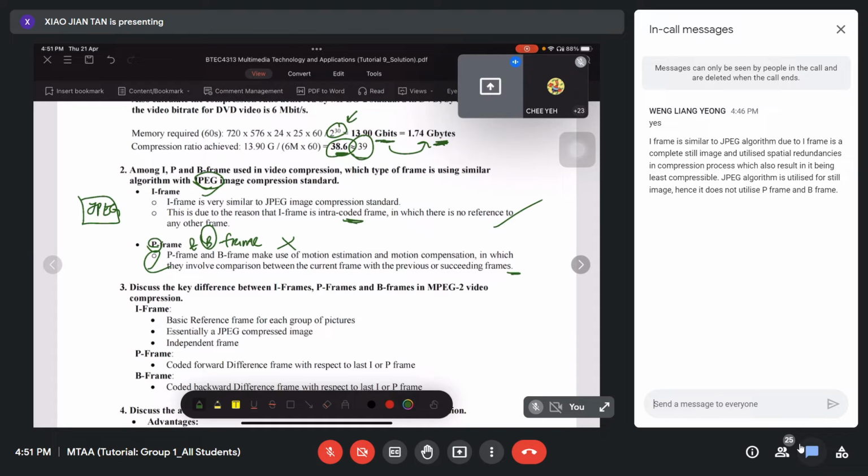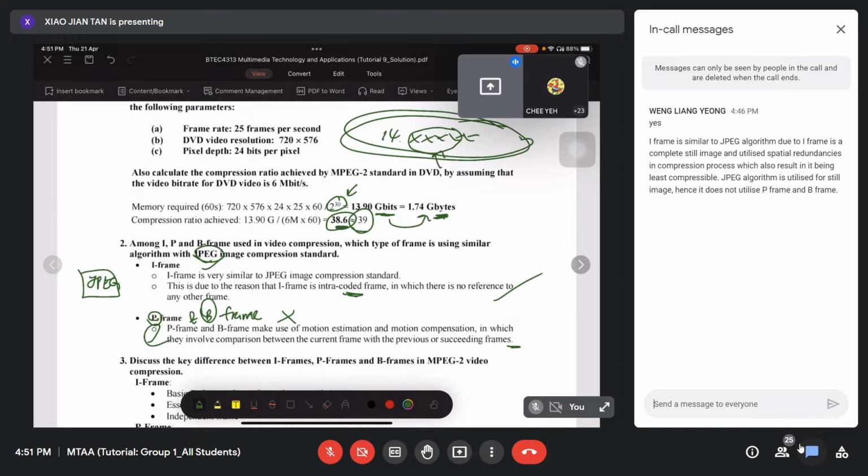Okay, so discuss the difference between I, P and B frame in MPEG-2 video compression. This one should be very easy. Let me pick someone else. Chun Wei Lim. You there?